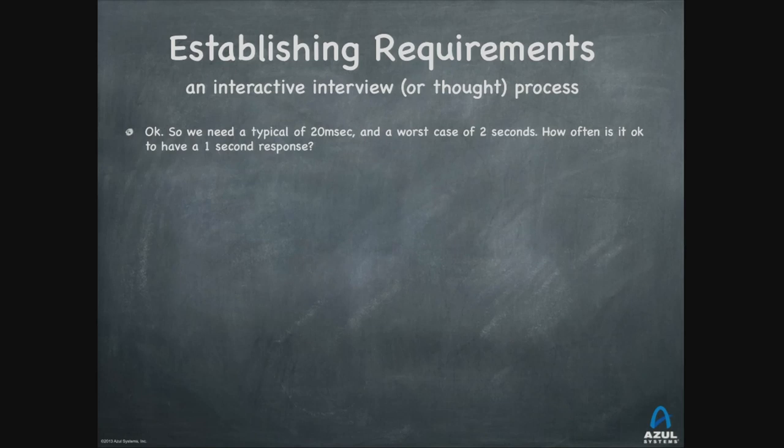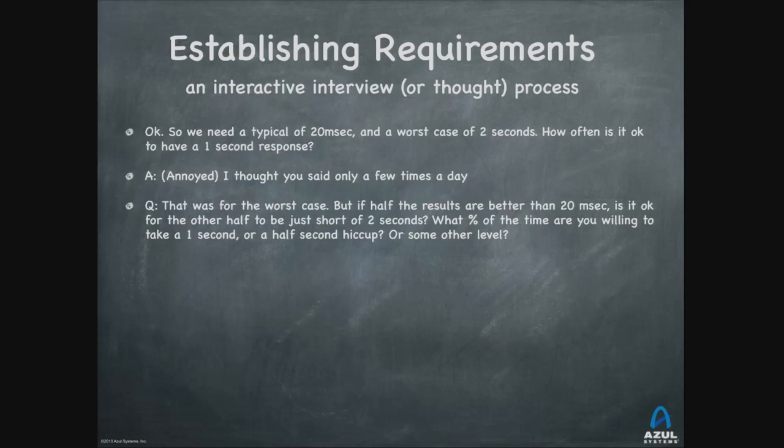At this point, you usually have an annoyed person on the other side that says, you just told me that this will be rare and never happen. That's why I eased up on my requirement. But now you're telling me it'll happen and you're asking how often? So you explain, look, we're writing down requirements. It says right here, 50% of the time it needs to be at least this good and the worst is that. That means that half the time I could do 1 second. And if that's not true, let's talk about this and write down how often I'm allowed to do 1 second.